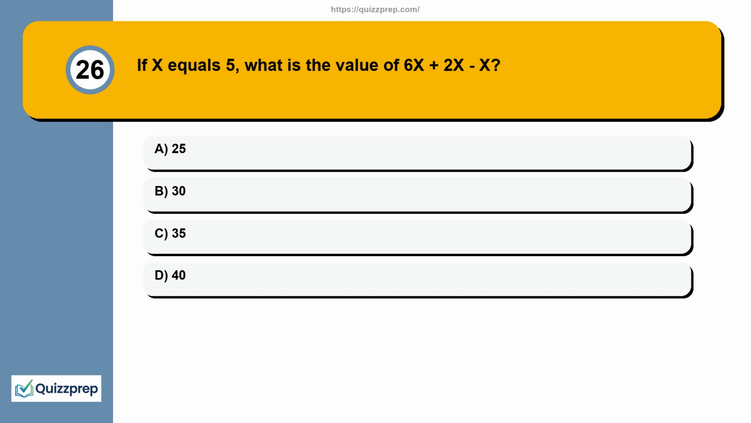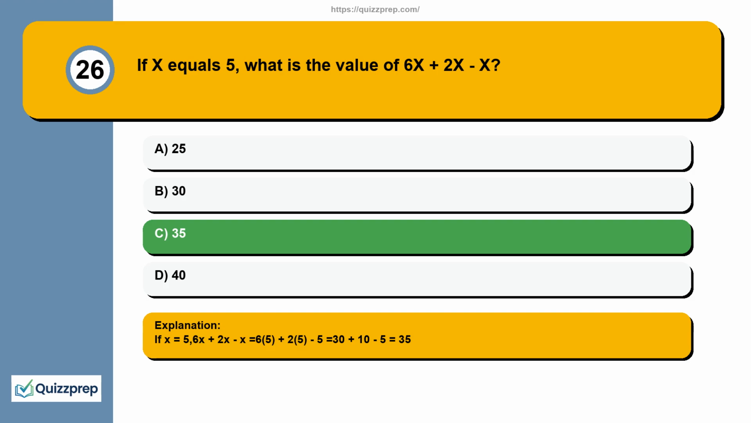Question 26. If x equals 5, what is the value of 6x plus 2x? 25, 30, 35, 40. If x equals 5, 6x plus 2x, x equals 6 times 5, plus 2 times 5, equals 30 plus 10 equals 35.